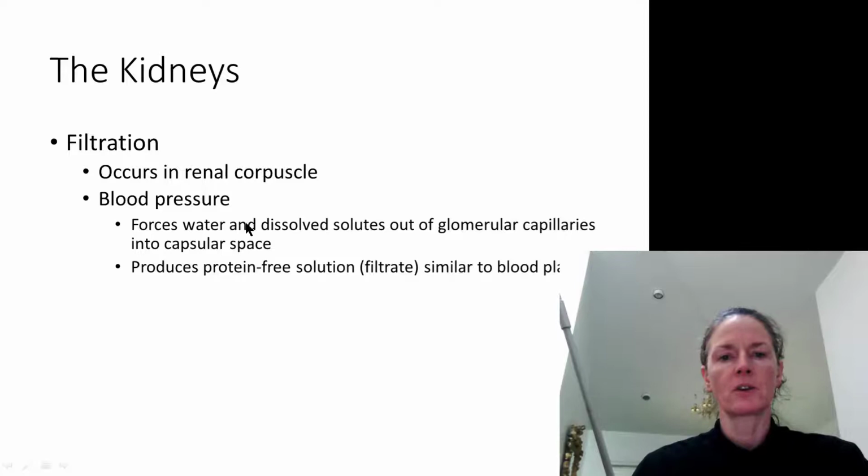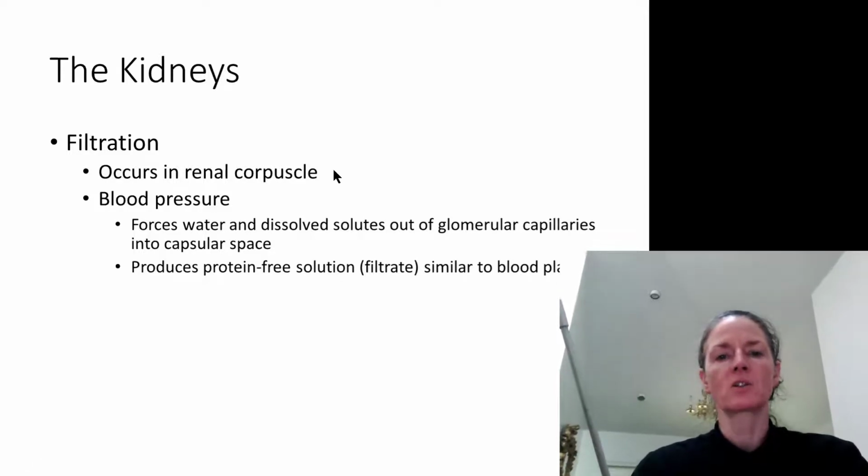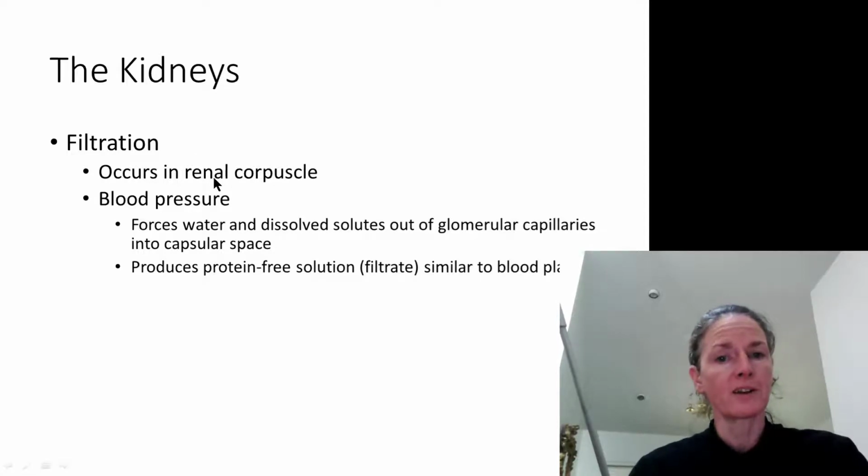So let's look at what's going to go on in the renal corpuscle. This is where filtration occurs, and it occurs only in the renal corpuscle. And that really does sound like a great test question, doesn't it? That filtration occurs only within the renal corpuscle and nowhere else within the nephron.